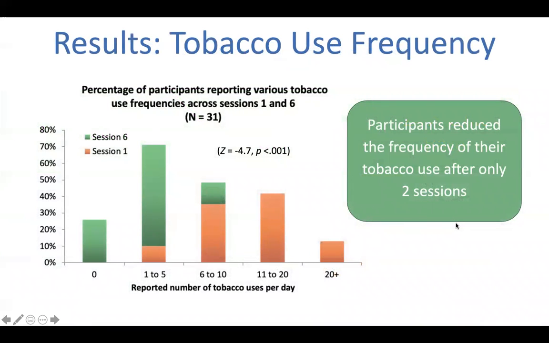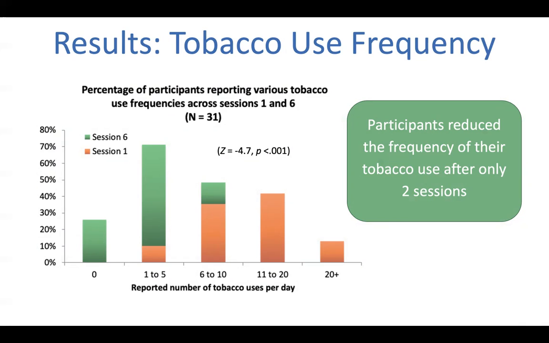Okay, let's look at some more results. Since not everyone was able to quit, we also wanted to have other things to measure. So we wanted to look to see if the amount of their tobacco use decreased over time, and we found that it did. So the orange bars that you can see here indicate the percentage of people who are endorsing the different frequencies of tobacco use we have here, and that would be during session 1. Whereas the green bars show people's placement in these different categories during session 6. So the first session represented by the orange bars and the last session represented by the green bars.